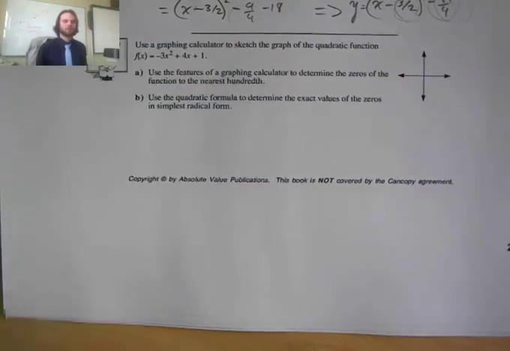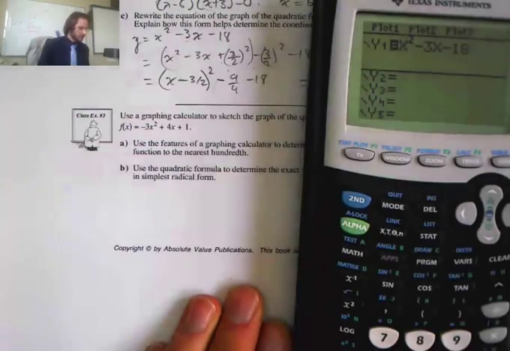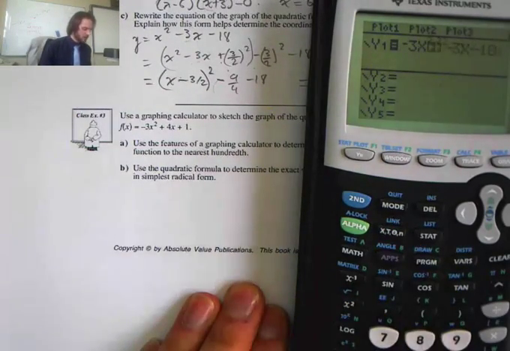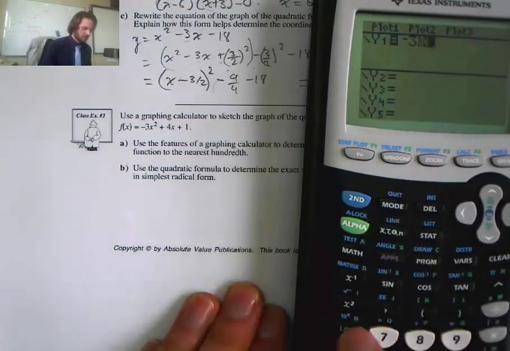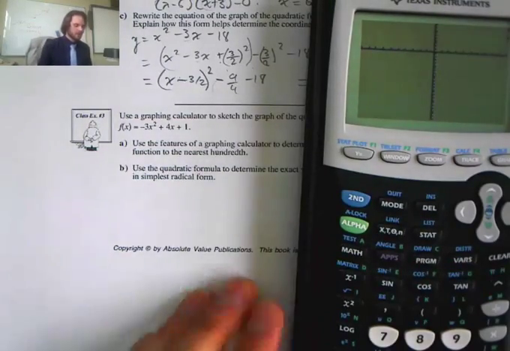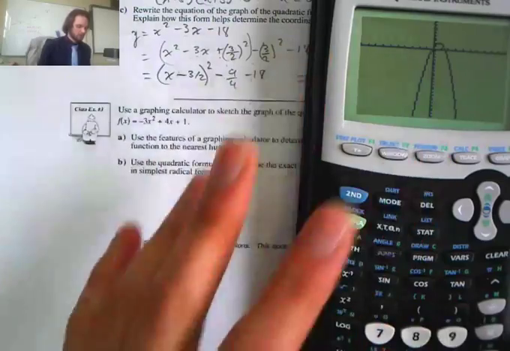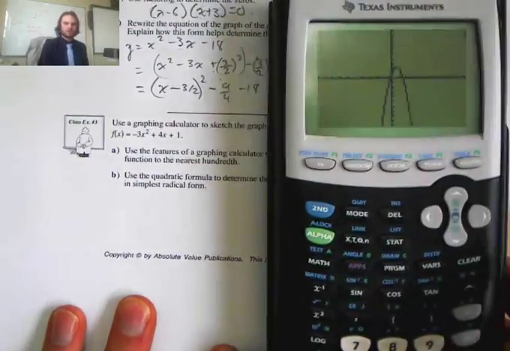Now let's look at example number 3. It says, using the graphing calculator, sketch the quadratic equation. So now we're sketching another one. So let's take a look at this. I have negative 3x squared, plus 4x, plus 1, and I'm going to graph. And I want my window regular, so I'm going to zoom 6. There we go. So now we have my graph there.